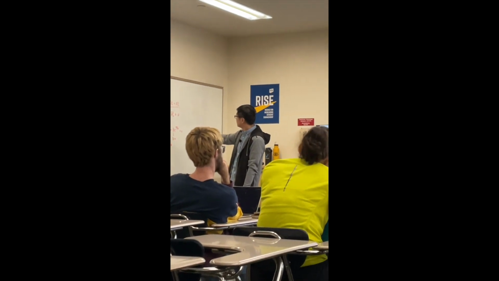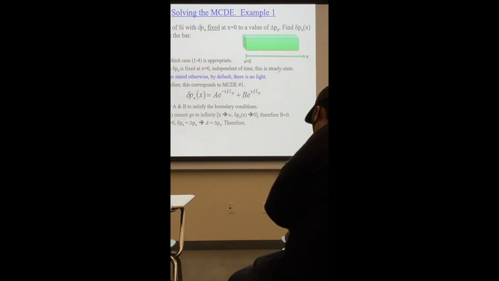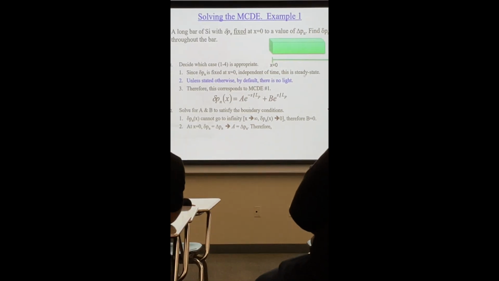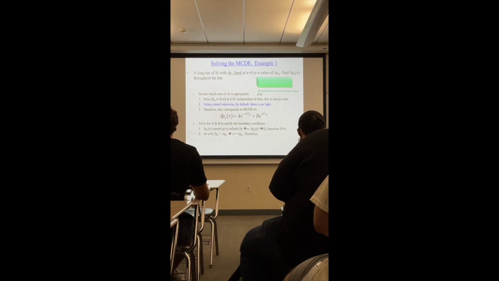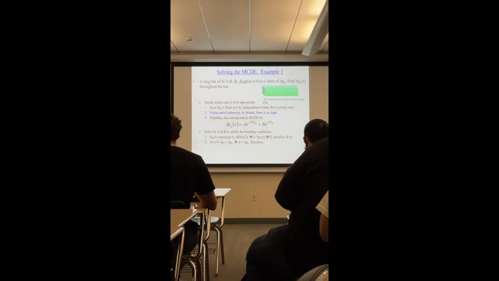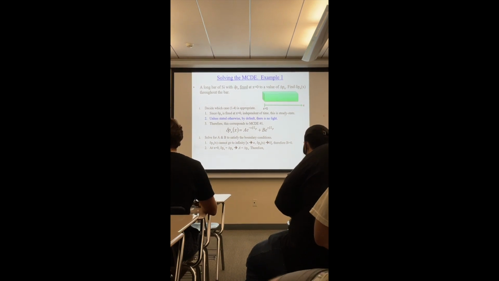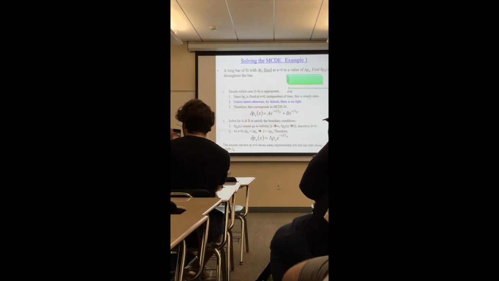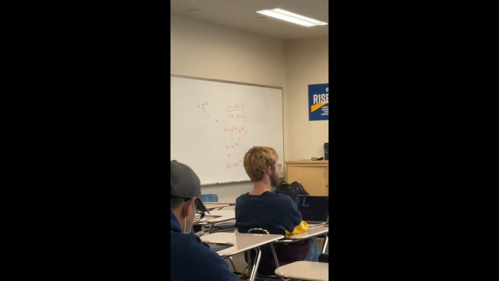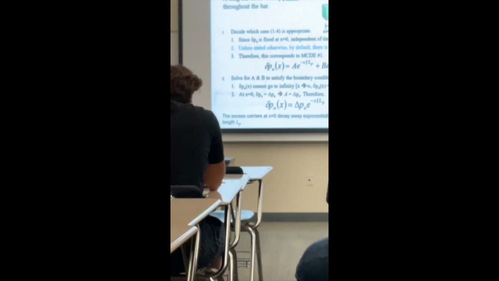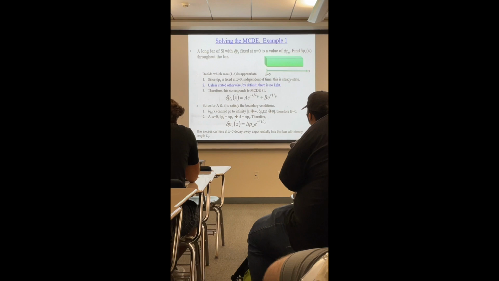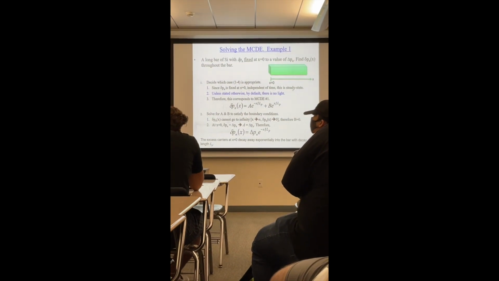Okay, so now the final solution will be delta p sub n equals delta p sub n exponential minus x over L sub p. So this is the final solution when we use this boundary condition. And this tells us the excess carriers at x decay away exponentially into the bar with decay length L sub p. So it's exactly like this blue curve.